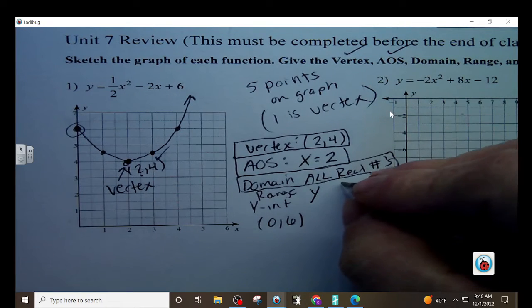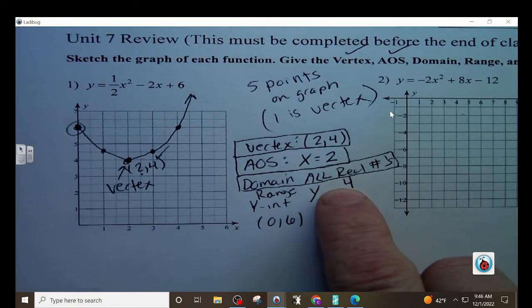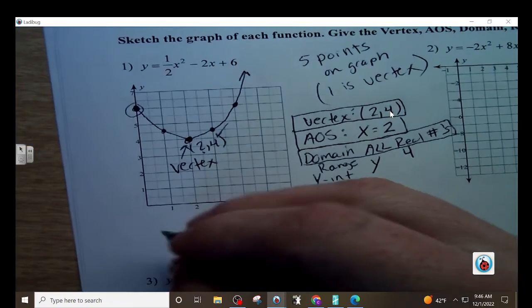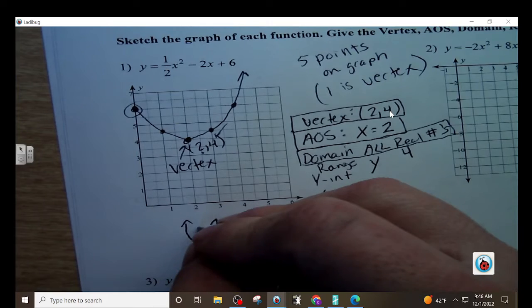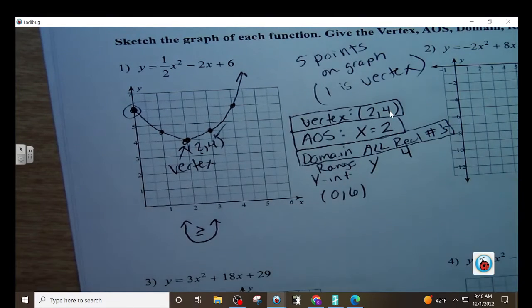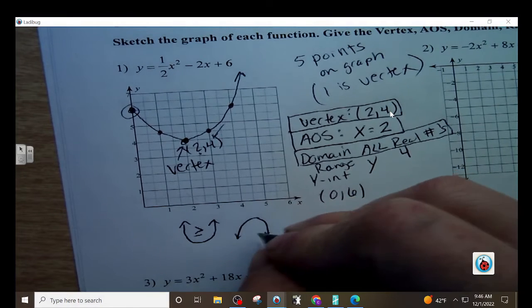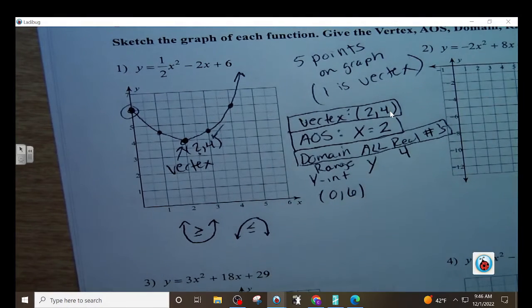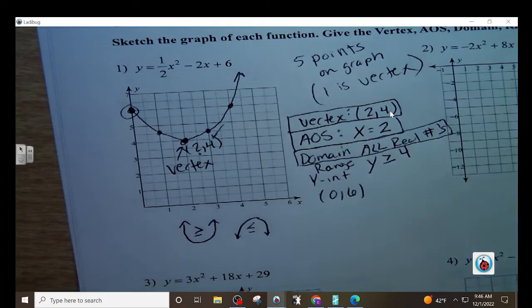So range is always y. It's always y and the y value of the vertex. Leave yourself a little bit of space because you're going to have to put an inequality here. Now, guys, if you remember, if your parabola opens up, it's greater than or equal to, and if it opens down, it is less than or equal to. Did y'all vaguely remember that? Okay, so in this case, the range is y values greater than or equal to 4.